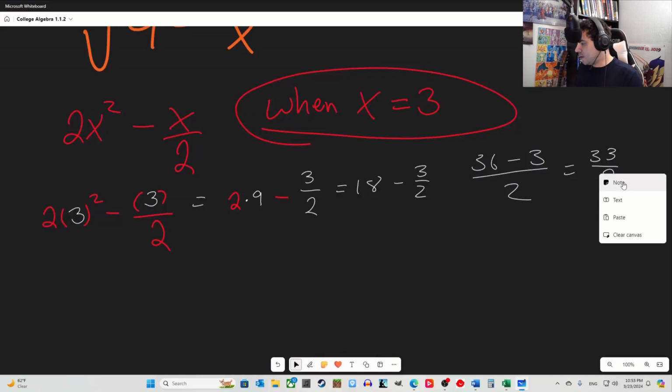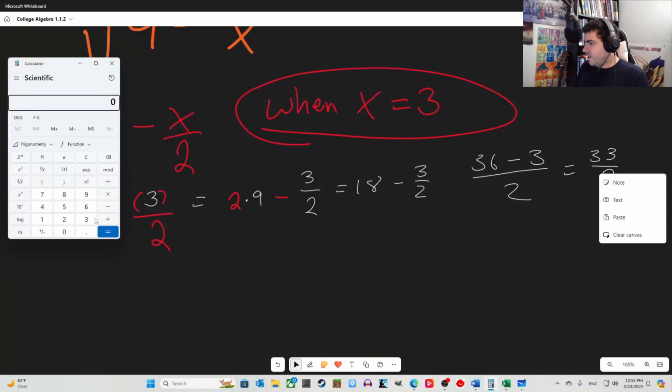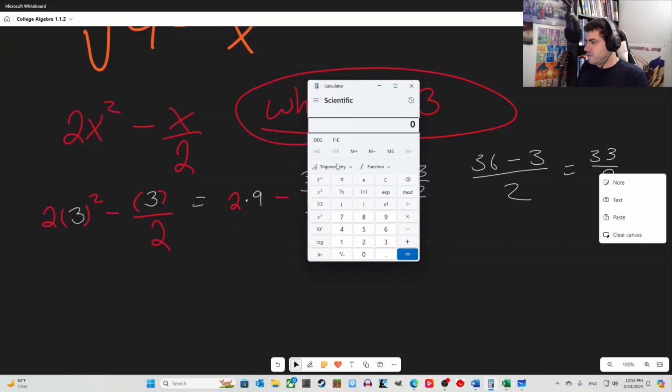You can always pull out a calculator and check if you're not sure. So we have, let's move on this side, 2 times 3 squared minus 3 divided by 2. 16.5. I think that's right.